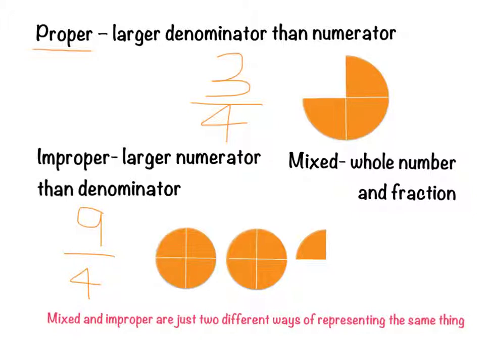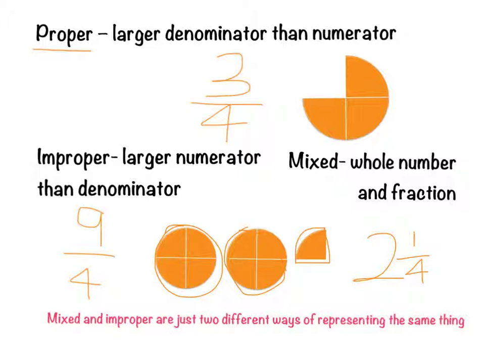Mixed numerals, on the other hand, involve a whole number and a fraction. If I was to take a mixed numeral of these same oranges, I could write it as 2 and 1/4. Because I've got 2 wholes, 1, 2, and 1/4, because 4 parts make the whole, and I've got 1 of them left over.